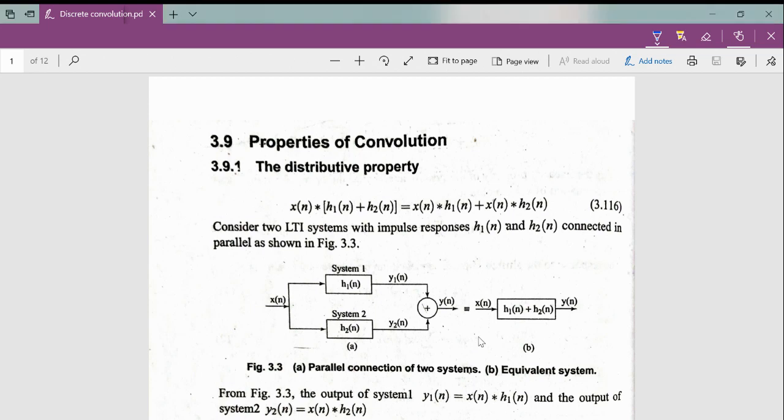Hi students, today we are going to study the properties of discrete convolution. Okay, so let's see the properties. The first property is the distributive property.